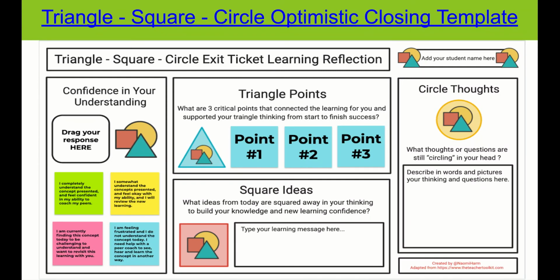Then the triangle points is that they're going to reflect on what are 3 critical points that connected the learning for you and supported their triangle thinking from start to finish. And then what they'll also do for me is that they're going to square those ideas away. And when they square those ideas away, what ideas from today are squared away in your thinking to build knowledge and new learning confidence? So that's going to give me just a brief summary.